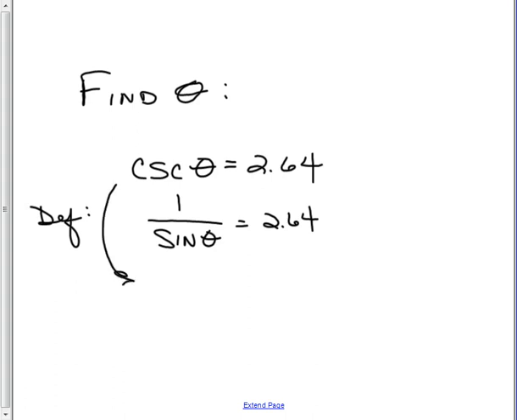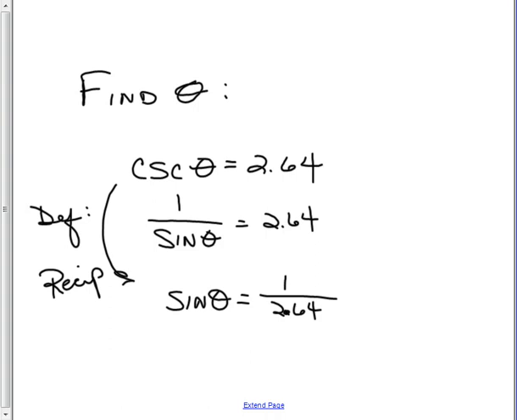Shorthand, you go straight to reciprocals. So sine theta is equal to 1 over 2.64. Ratios flip upside down, because remember when we did the triangles originally, we found sine, cosine, and tangent. You don't even have to think about it on the second column. Flip it, flip it, flip it, right?